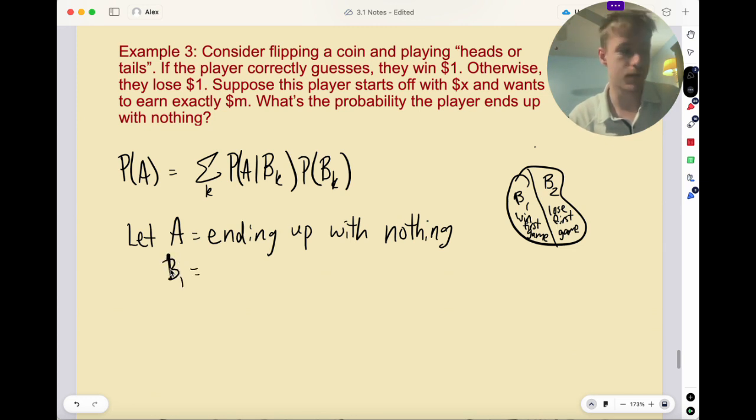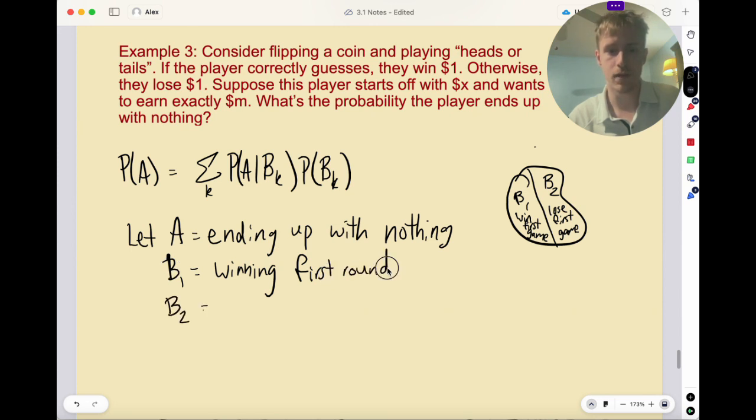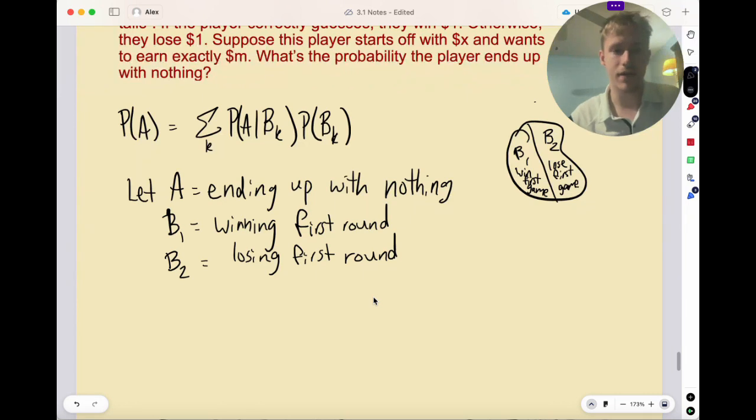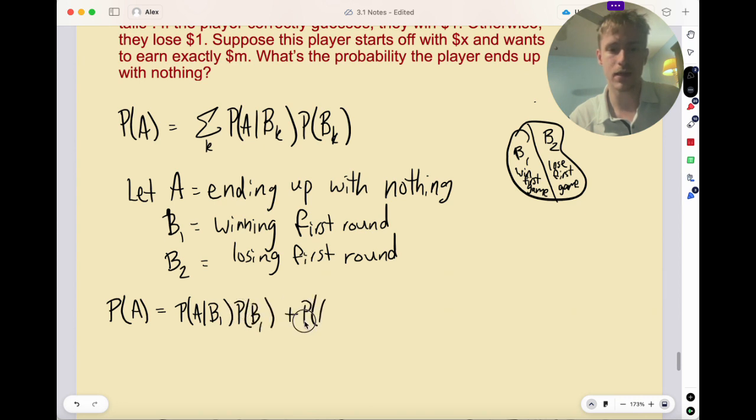So B1 is going to be winning the first game or the first round, and B2 is going to be losing the first round. Right? So then we have that the probability of A occurring is just going to be the sum of the probability of A given that B1 has occurred times the probability of B1, plus the probability of A given B2 times the probability that B2 has occurred.